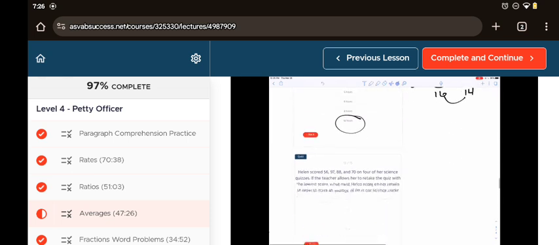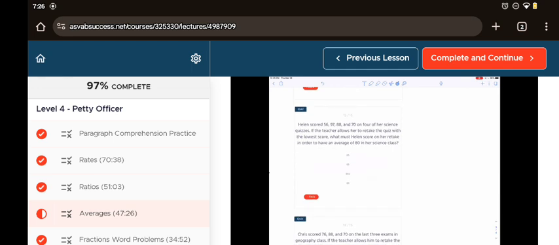Okay, let's move on to number 15. It says, Helen scored 56, 97, 88, and 70 on 4 of her science quizzes. If the teacher allows her to retake the quiz with the lowest score, this is a retake, which means not only does she get rid of it, but she replaces it with a new score. What must Helen score on her retake in order to have an average of 80 in her science class?